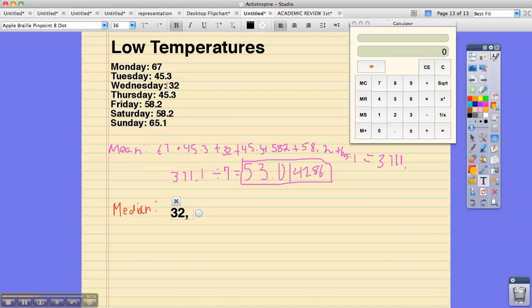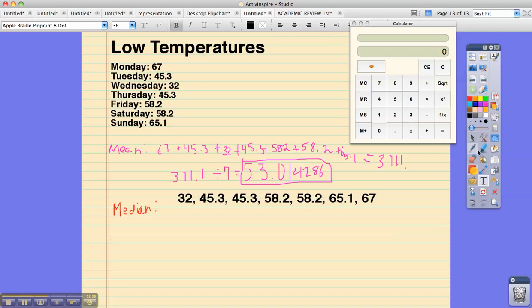The next smallest value is 45.3, which shows up 2 times. The next smallest number is 58.2, which also shows up 2 times. Then we have 65.1 and 67. So I put them in order from least to greatest. That's the first thing we do when we're finding the median. It's also the first thing we do when we're finding the mode. So this will help us for the next one and the range. So we already have it done for all 3 of them.